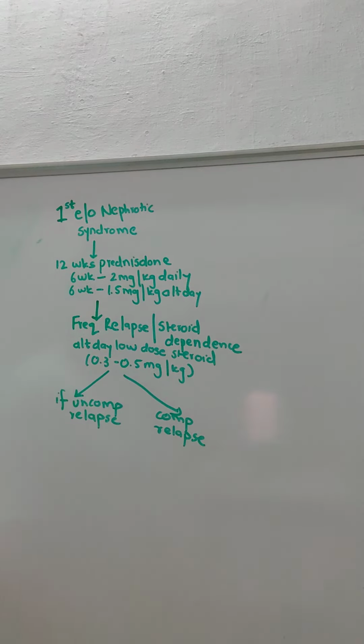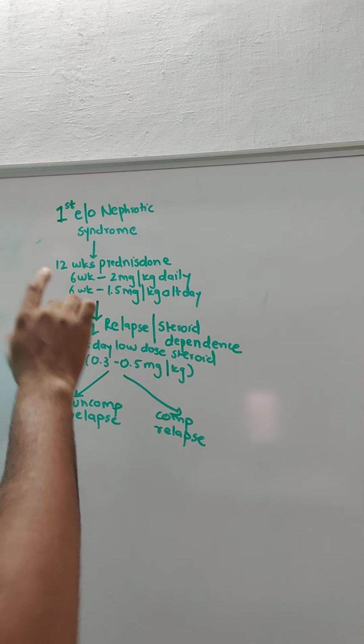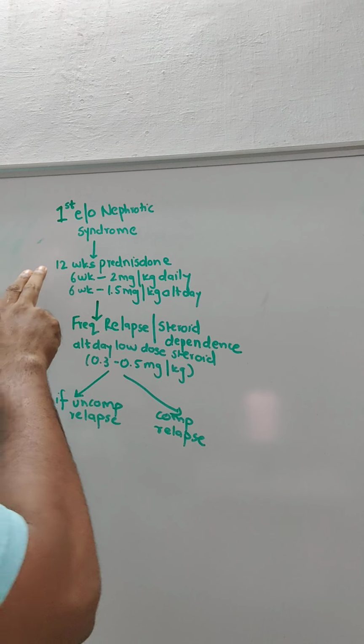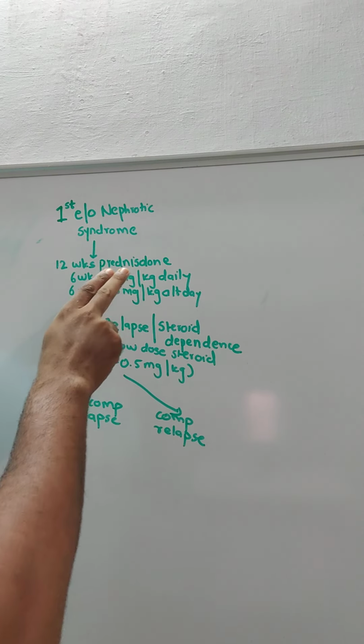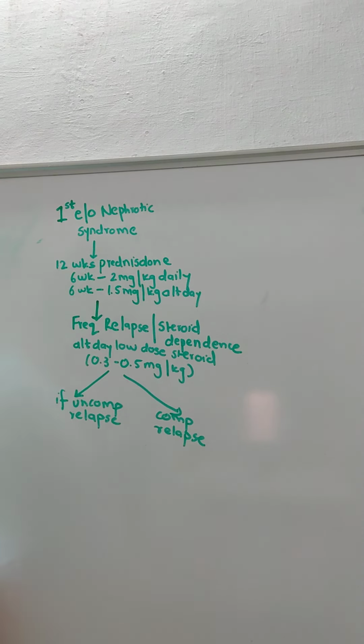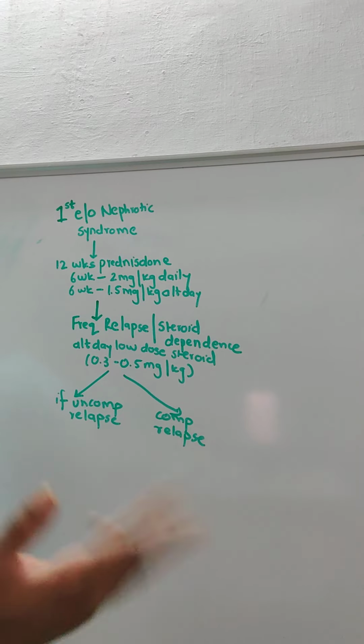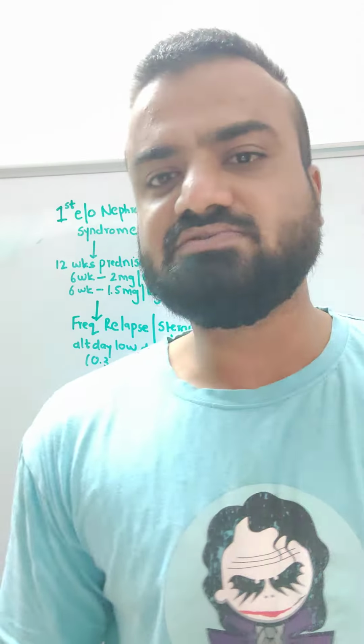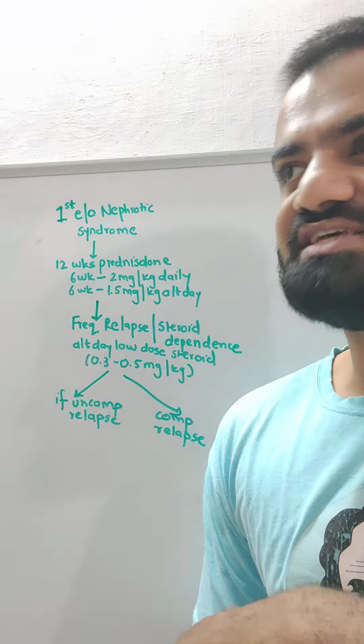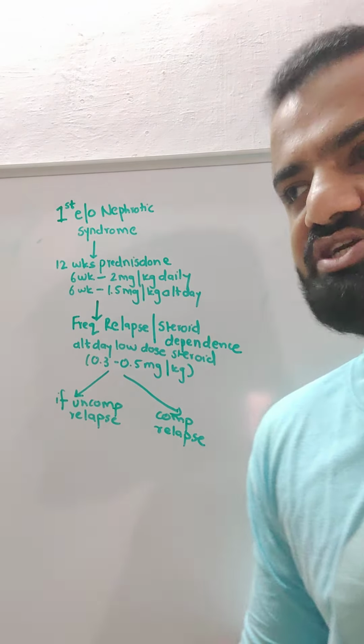So there is a specific treatment protocol for nephrotic syndrome in pediatric patients. If it is a first episode of nephrotic syndrome, there is ideally 12 weeks of prednisolone therapy, where for 6 weeks we give daily therapy, and for the next 6 weeks we give alternate day therapy. Now if the patient improves, we stop the therapy after 12 weeks, because as you all know, there are very few chances of recurrence in pediatric patients.